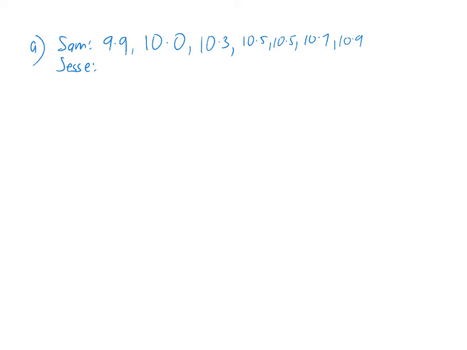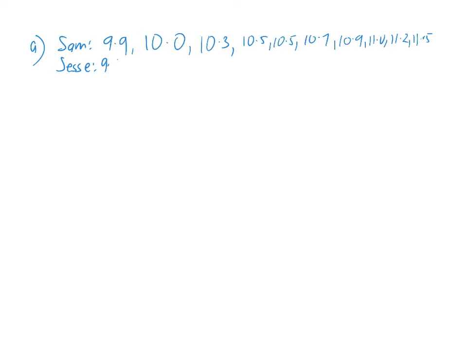Okay, so first step, we're going to rewrite each person's scores from lowest to highest. So Sam and Jesse. Take a minute, arrange them from lowest to highest, please. Okay, Sam: 10.0, then 10.5, a couple of them, after that 10.7, then 10.9, then 11, 11.2, 11.5.